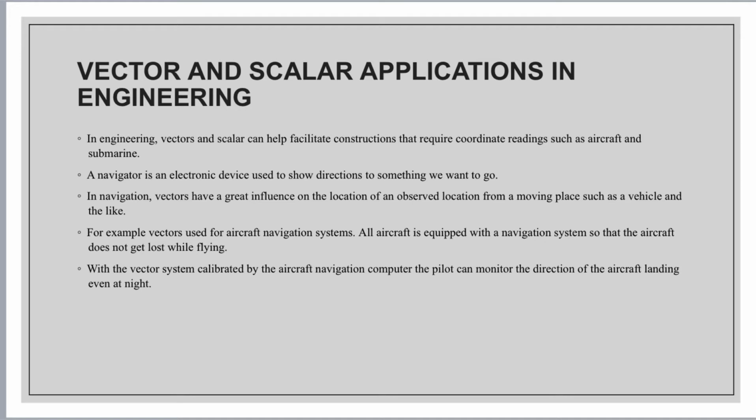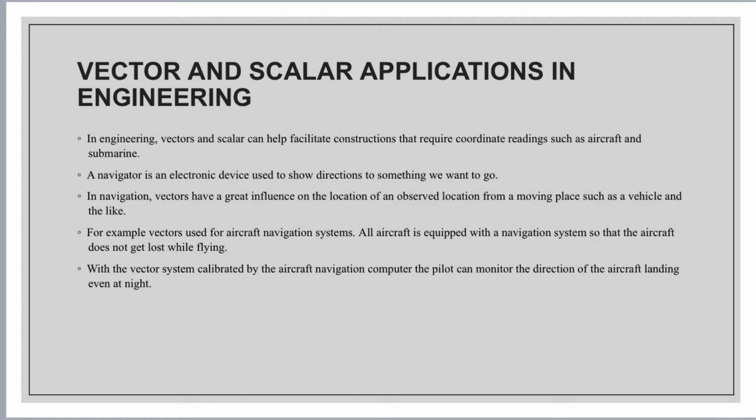In engineering, vectors and scalars can help facilitate constructions that require coordinate readings, such as aircraft and submarines. A navigator is an electronic device used to show directions to where we want to go. In navigation, vectors have a great influence on the location of an observed location from a moving place, such as a vehicle and a light.